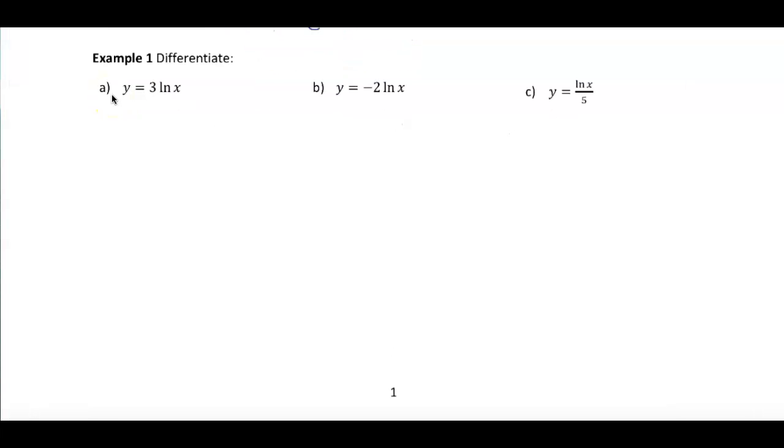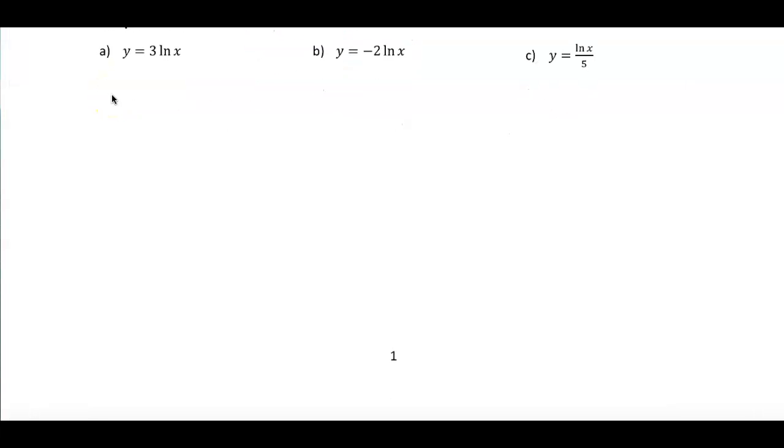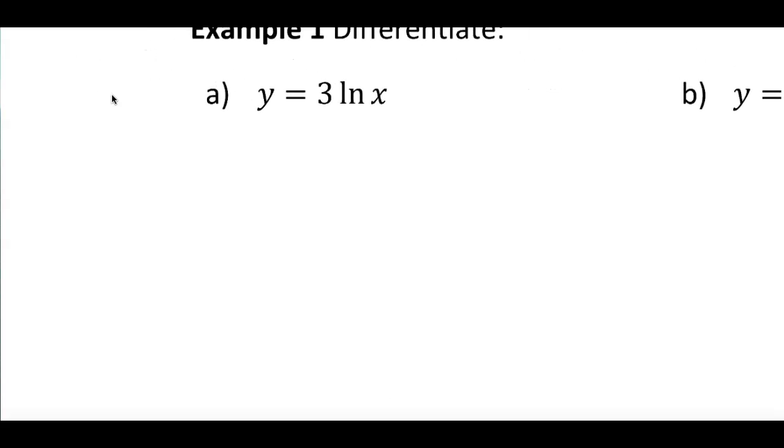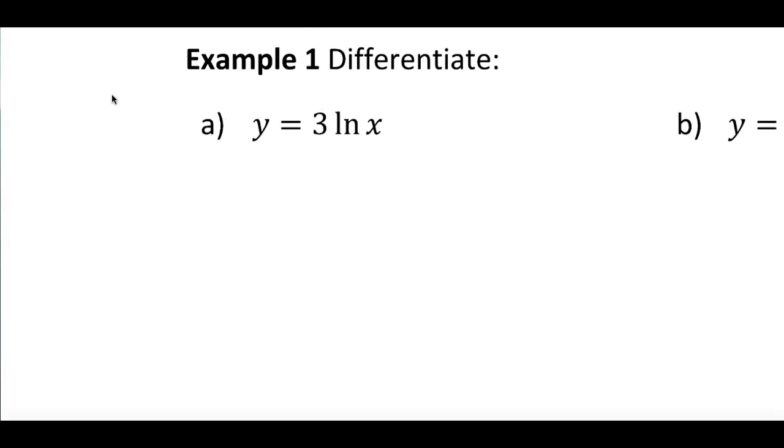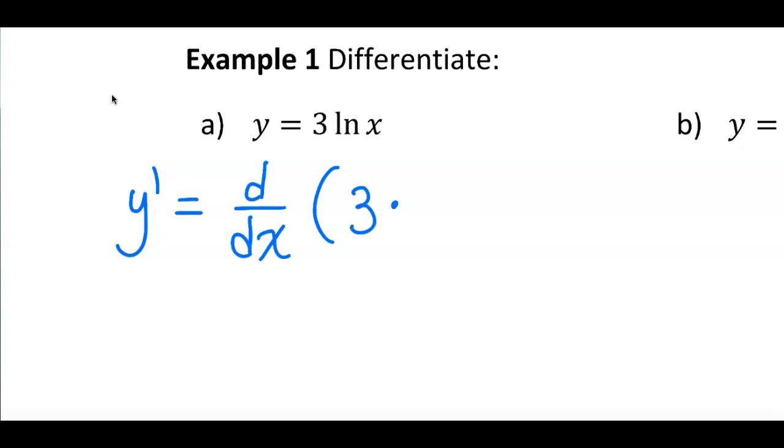Let's go over example number 1 in this video. So differentiate. We have 3 functions to look at. The first, y equals 3 times natural log of x. If I find dy/dx, or can I just write y prime? Y prime. Then I'm taking the derivative of 3 times natural log of x, right?